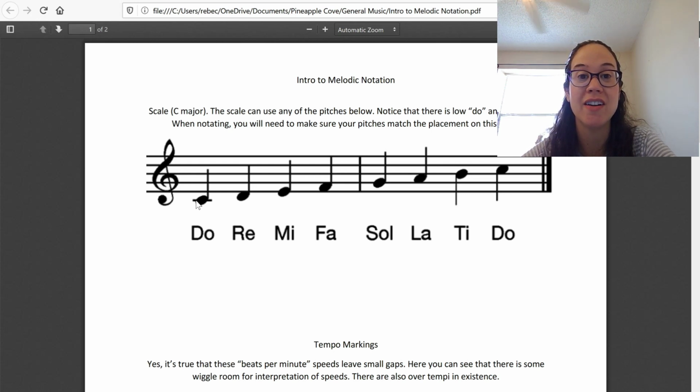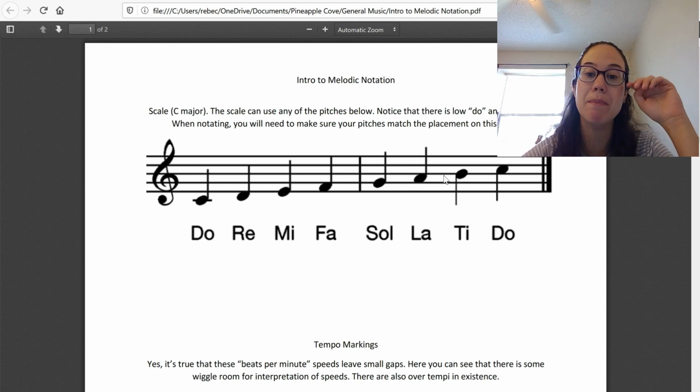So we have our line space pattern of placement. So they live in very specific locations. Do gets the ledger line. Re is in the space. Mi is on the lowest line. Fa is in the lowest space. So is on the line. You can say S-O-L or S-O. La is in the space. Ti is on the middle line of the 5. And Do is right above.